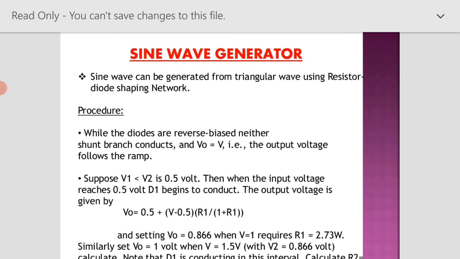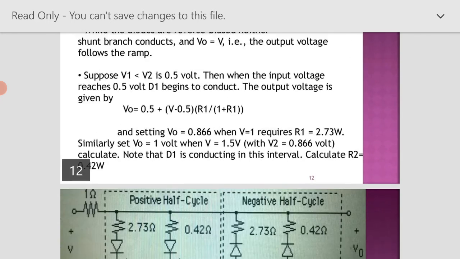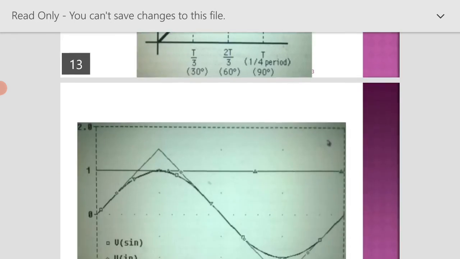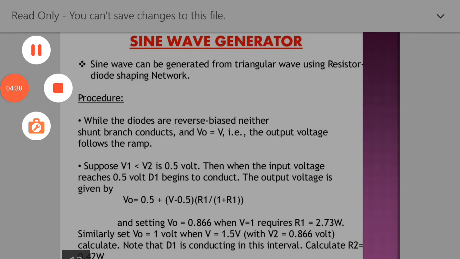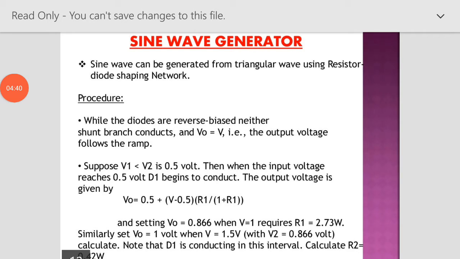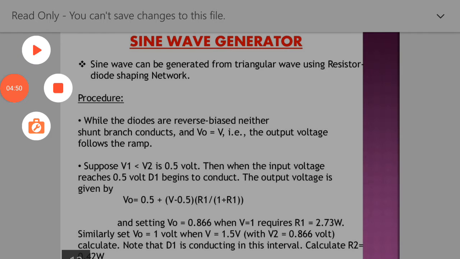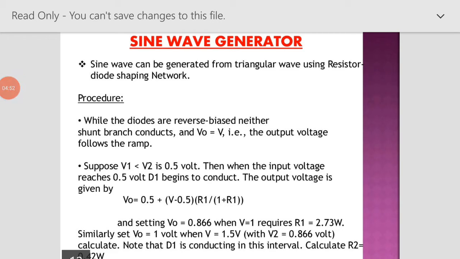Sine wave generator. As shown in the slide is a sine wave generator. The sine wave can be generated from a triangular wave using a resistor diode shaping network. Procedure: while the diodes are reverse biased, neither shunt branch conducts and Vo = V, that is, the output voltage follows the ramp.